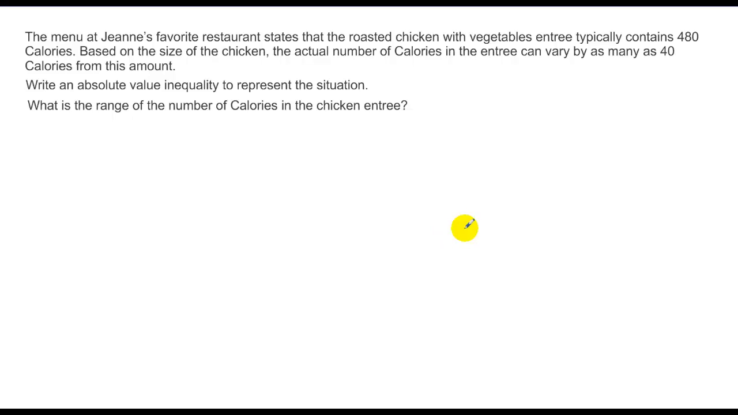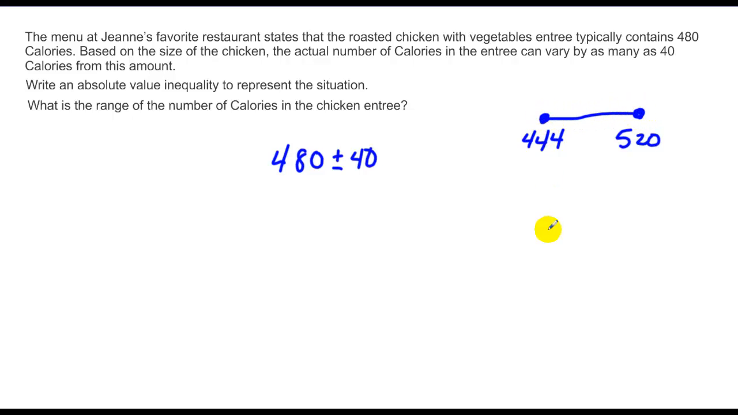So, a little word problem. We've got a restaurant saying you've got an entree that has 480 calories, and based on the size of the chicken, you can vary, which means you can go up or down as much as 40 on either side. Like so. Now, that means I've got values going as high as 520 or as low as 440, and I could have anything in between, like so.